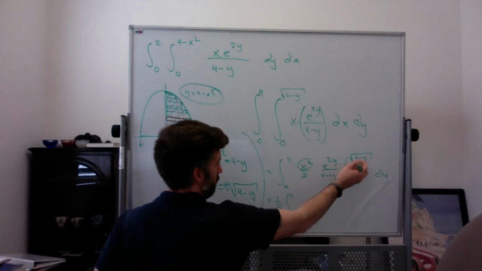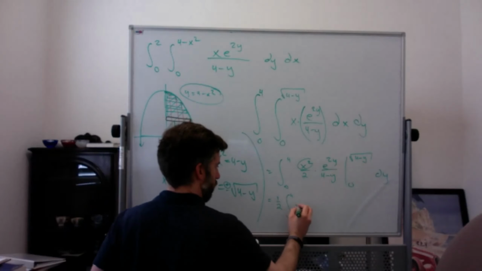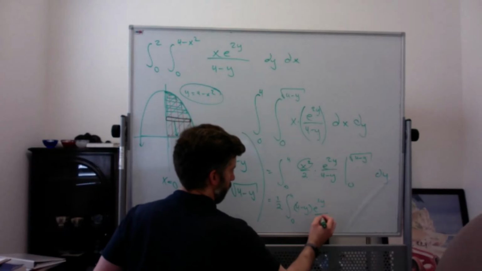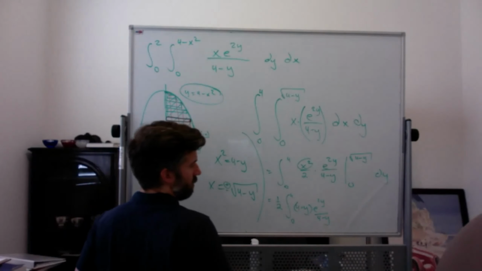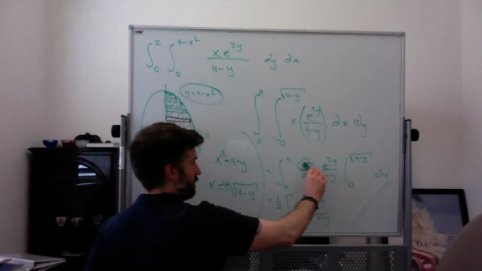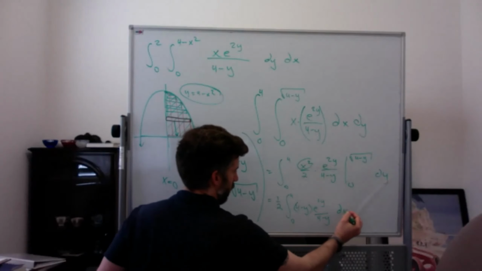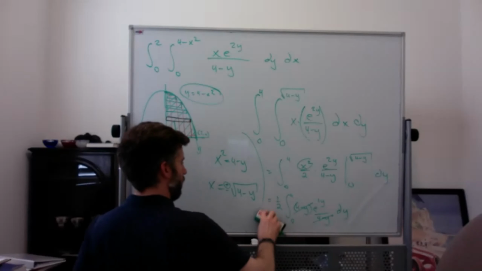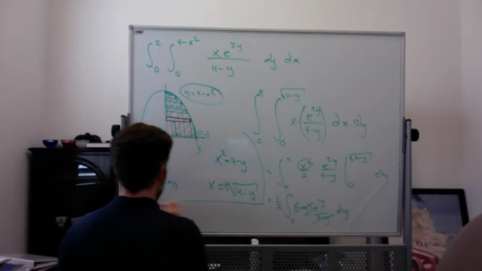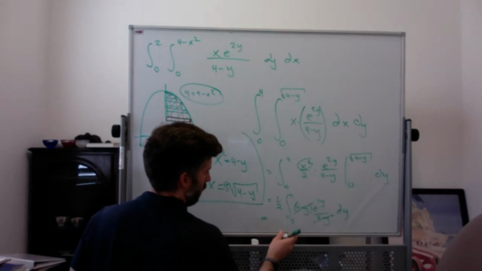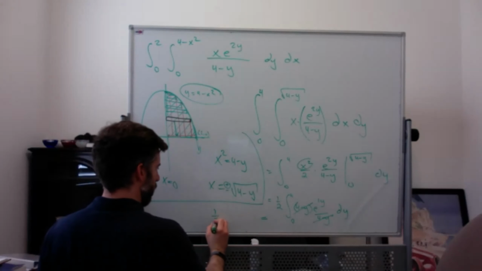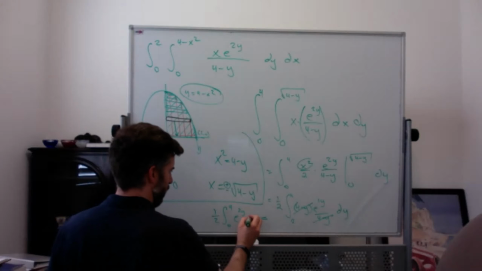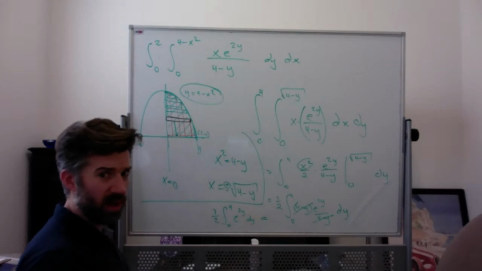This part here becomes square root of 4 minus y, square root of 4 minus y, times e to the 2y over 4 minus y, minus 0, right? So I plugged in 0, I get 0 here. And then this is just nice, right? Those cancel. And so then you're left with, let's see, 1/2 the integral from 0 to 4 of e to the 2y dy, which is super not terrible at all.